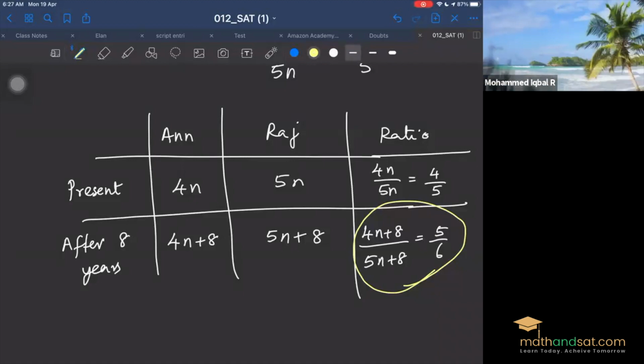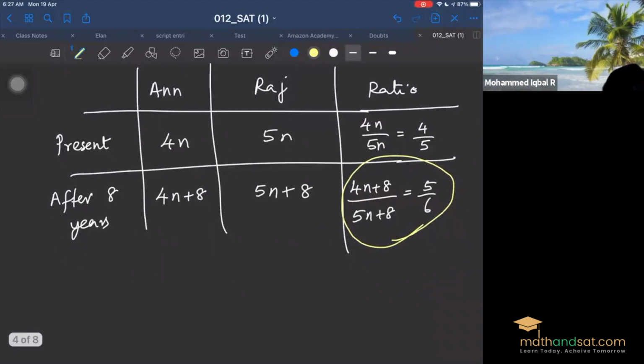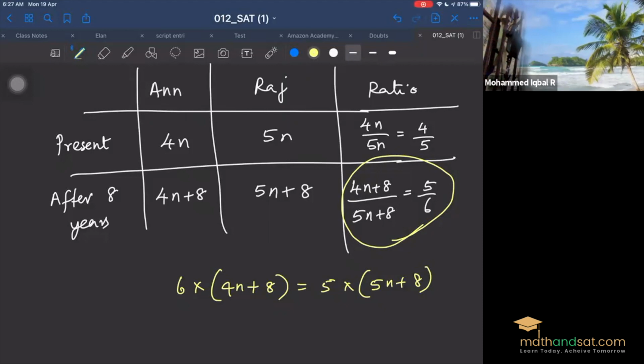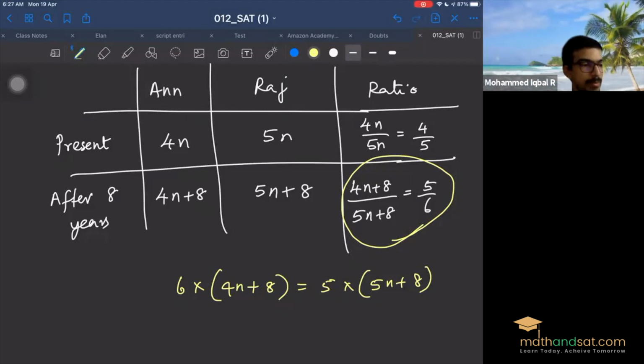So what do we have now? We have 6 times 4n plus 8 is equal to 5 times 5n plus 8. Now it's just a matter of simplifying.